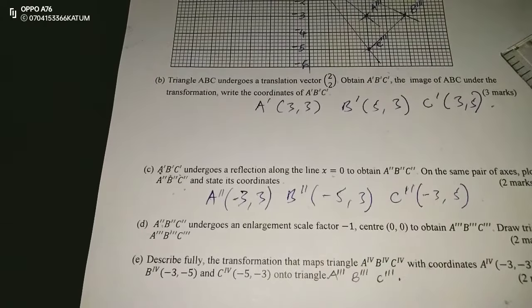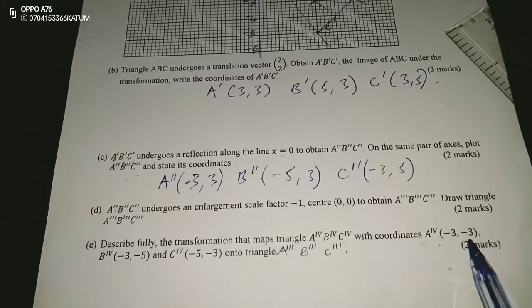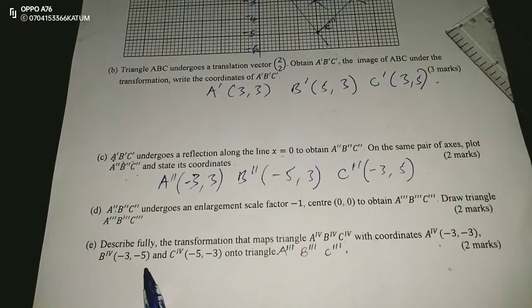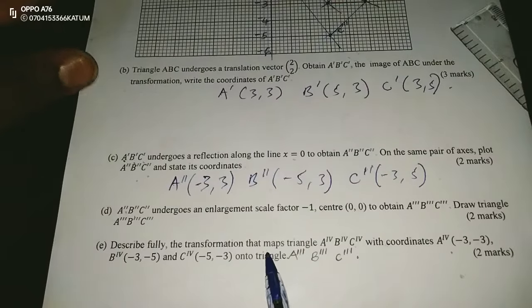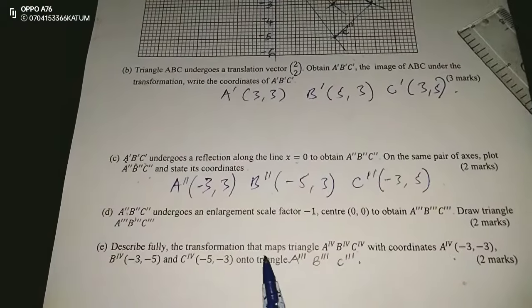Part E, describe fully the transformation that maps triangle ABC, the fourth image, with coordinates -3, -3, -3, -5, and -5, -3 onto triangle A triple prime, B triple prime, and C triple prime. So we're going now to plot this other triangle, the fourth image.